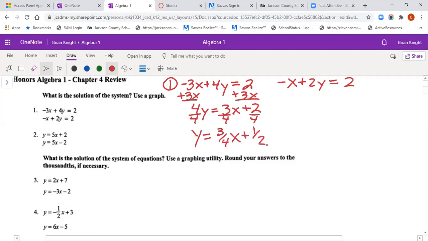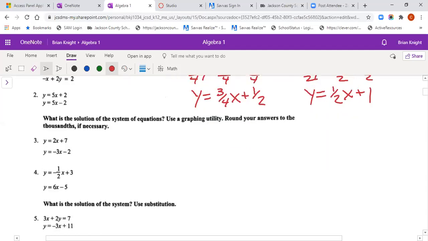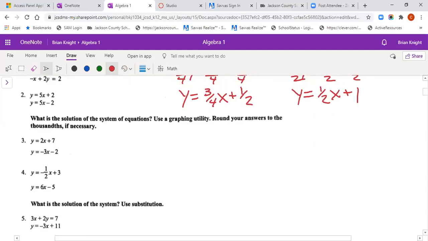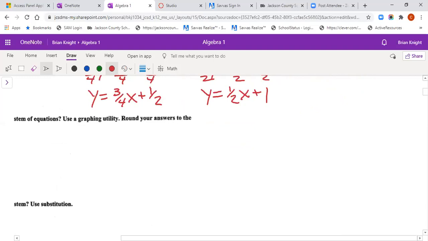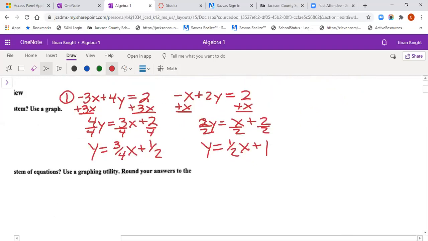And then we do the same thing for the other equation. So we remove our x, add x over. 2y equals x plus 2. Divide by 2. y is 1/2 x plus 1. Everybody clear to that part? All right, beautiful. And then we graph those. So this is where you want your graph. Yes, I physically want you to graph them. So I'll try to draw my best graph here.